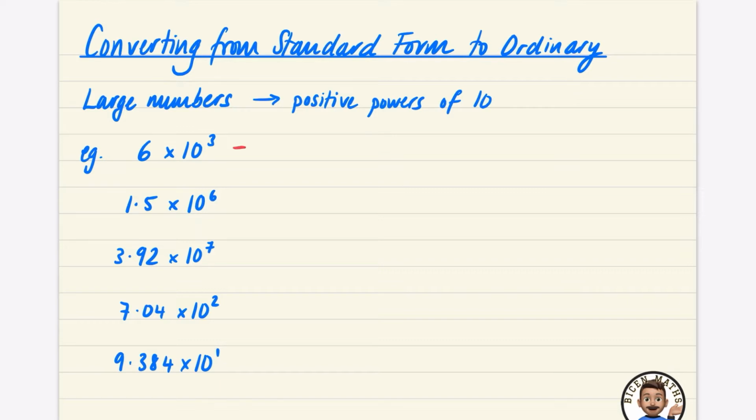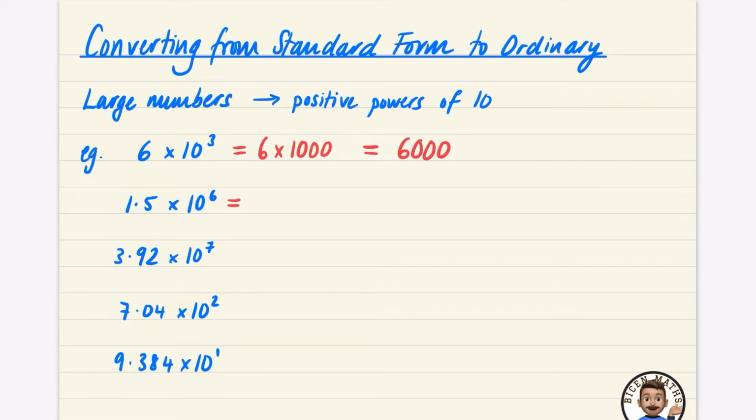We have 6 times 10 to the power of 3. That means 6 multiplied by 10 cubed. 10 cubed is either, you could think of it as 1000, or you could think about it as multiplying 6 by 10 3 times. Well, if we do 6 multiplied by 1000 or by 10 3 times, we just get the answer 6000. So the number 6000 in standard form is 6 times 10 to the 3.